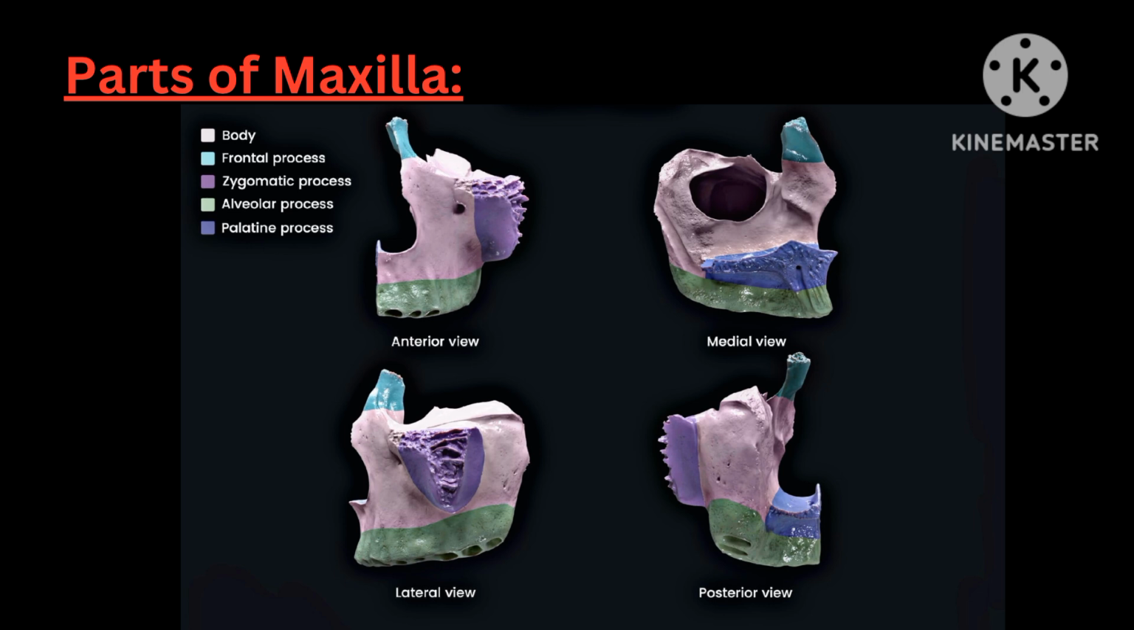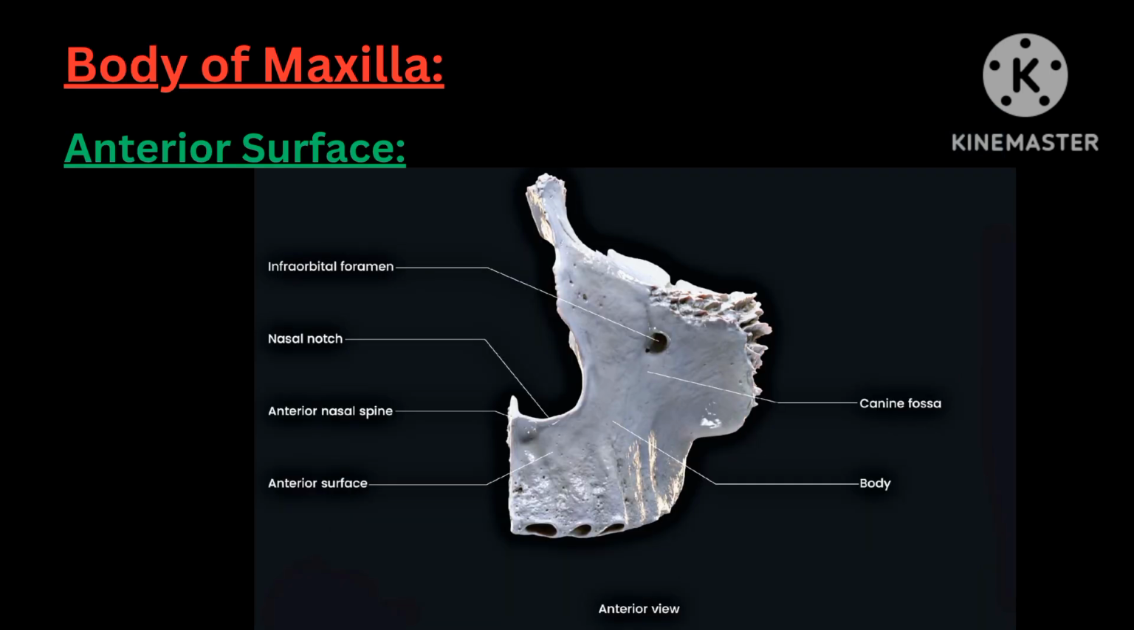Frontal process. Zygomatic process. Palatine process. Alveolar process. The body of the maxilla is the central portion of the bone housing the maxillary sinus and supporting the aforementioned processes of the maxilla. The body of the maxilla has 4 surfaces: anterior, orbital, nasal, and infratemporal surfaces.